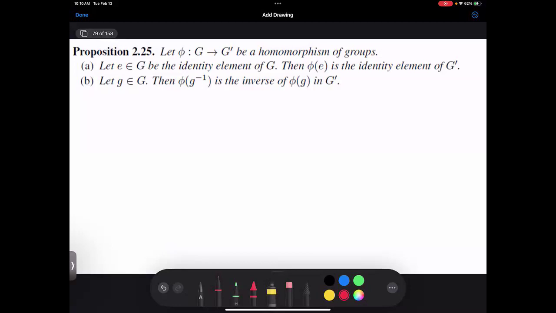So here we've already proven this. We've already proven that the identity element is sent to the identity element. And we've already proven that the inverse of phi of g is the same as just phi applied to g inverse. Okay, so that's great. So we can ask about what other properties we might have. And here's an interesting one. What do you think phi of g squared would be?